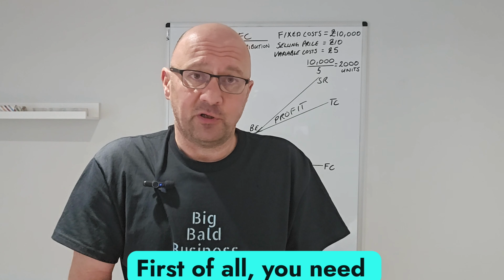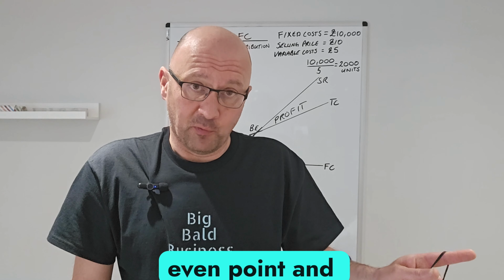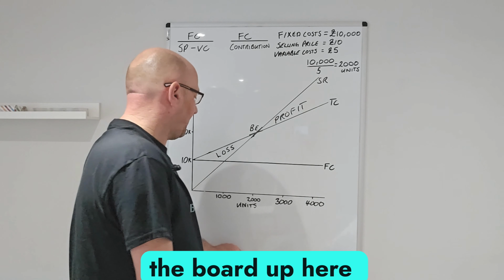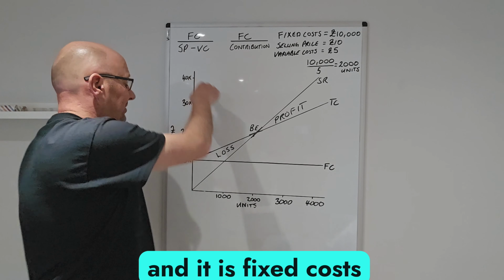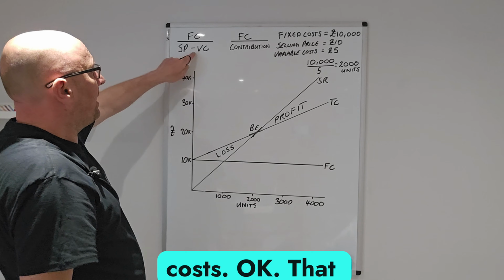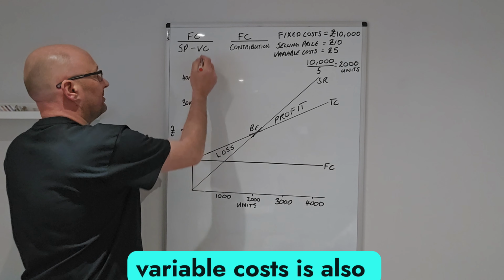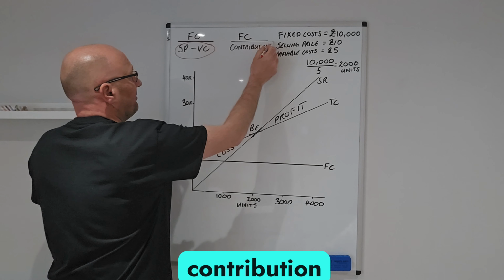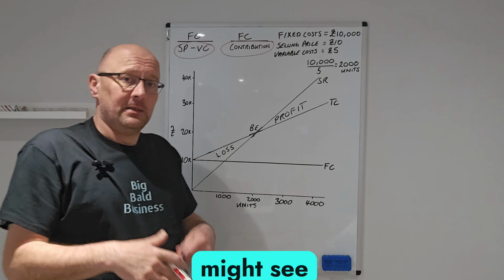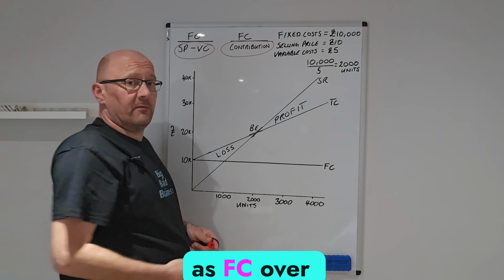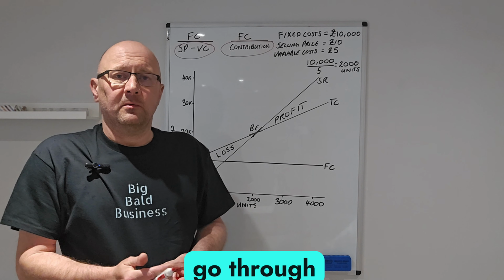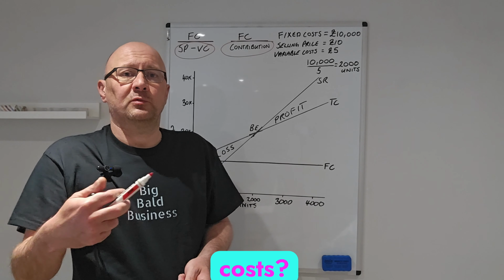Okay, so what do we need to do? First of all, you need to work out the break-even point, and there's a formula for that, and you need to remember this. The formula is on the board up here, and it is fixed costs divided by selling price minus variable costs. That selling price minus variable costs is also known as contribution, or contribution per unit. So quite often you might see the formula written down as FC over contribution. Now we need to go through what are fixed costs, what are variable costs, what is selling price.